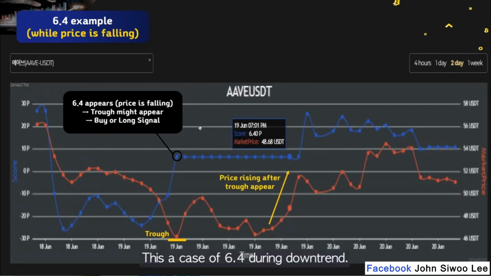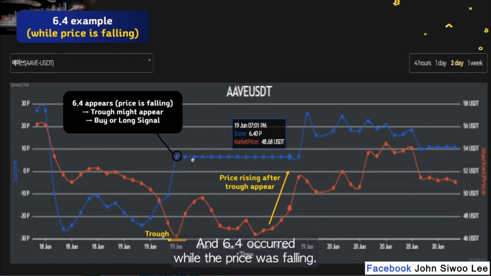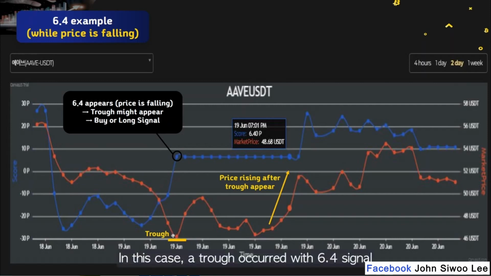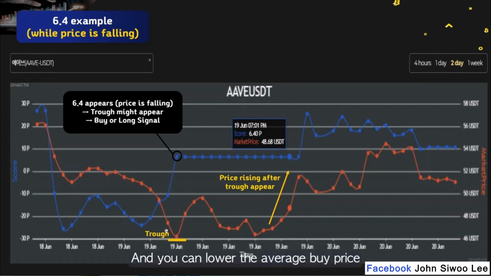This is a case of 6.4 during a downtrend. First, there was an upward crossover right over here, and 6.4 occurred while the price was falling. In this case, a trough occurred with the 6.4 signal, and the price continued to rise afterwards. Similarly, after spotting the 6.4 signal, you can wait to enter at the lowest price possible, or enter immediately, and you could lower the average buy price through additional purchases afterwards.